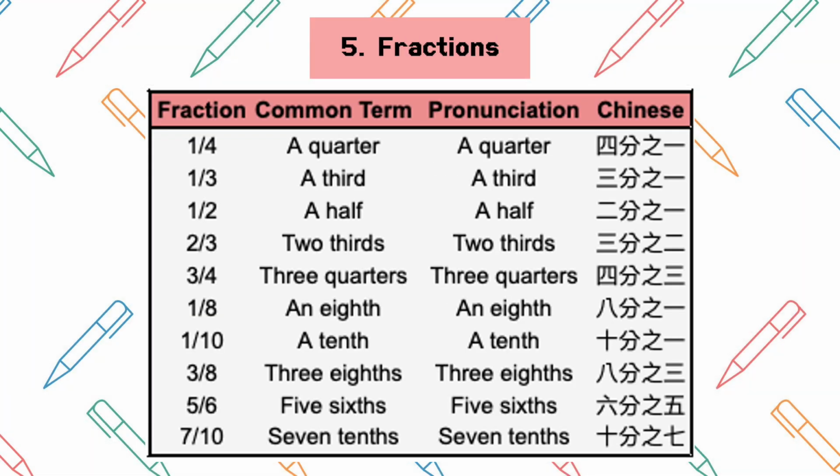Let's move on to fractions. Fractions have various common usages and expressions in English. A quarter. Example, I need a quarter of a dollar. A third. Example, add a third of a cup. A half. Example, half of the cake. 2/3. Example, 2/3 of a cup of sugar. 3/4. Example, 3/4 of a mile. An eighth. Example, 1/8 of a teaspoon.